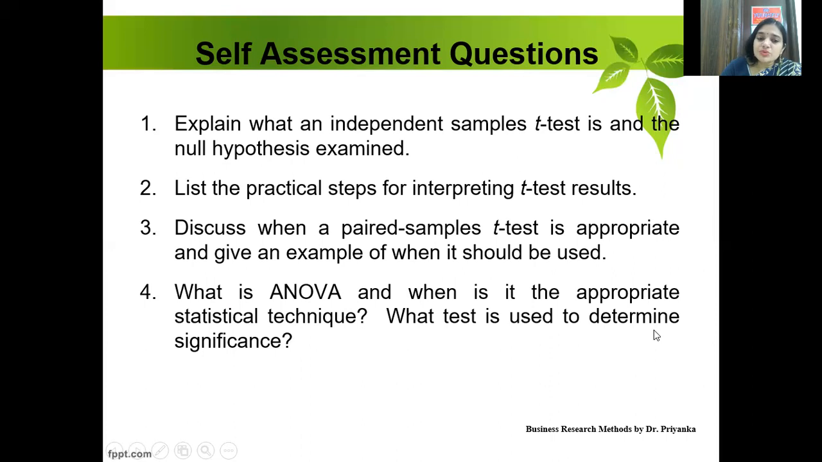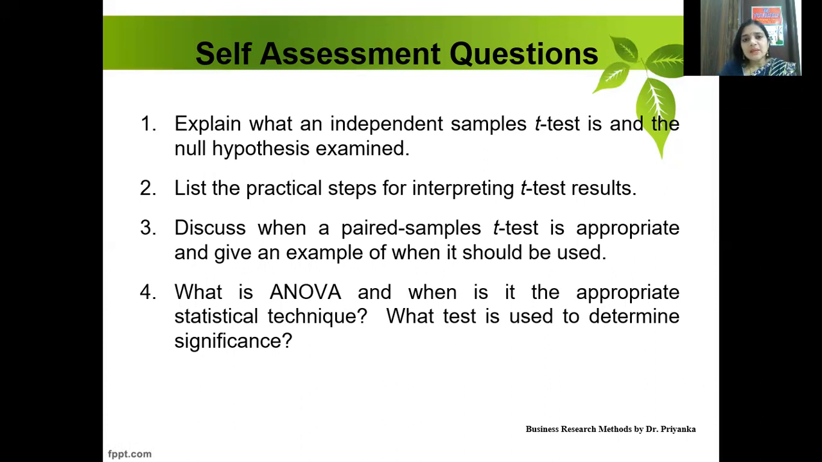Then fourth is what is ANOVA, and when is it the appropriate statistical technique? What test is used to determine the significance? What is basically ANOVA? As the name suggests, it is analysis of variance and involves the investigation of the effects of one treatment variable on an interval scale dependent variable. It is a hypothesis testing technique to determine whether a statistically significant difference in mean occurs between two or more groups. Basically the F test is used for the ANOVA model, right? We have discussed the F test.